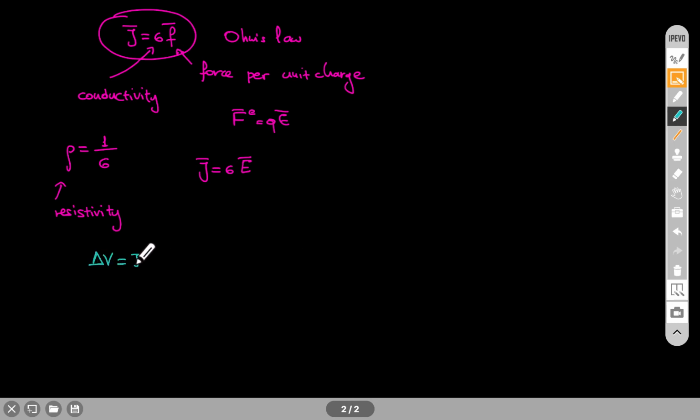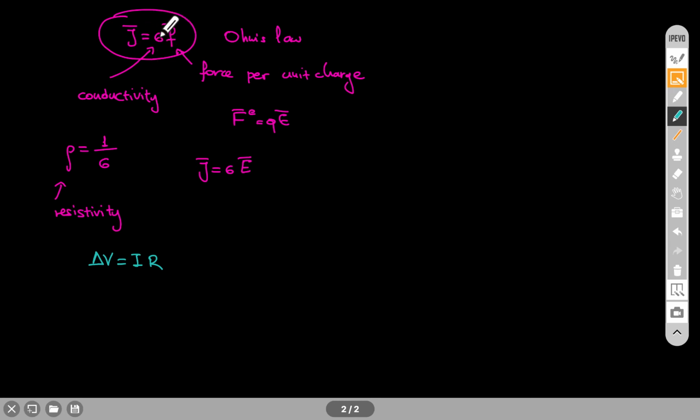this. Now, this is an expression that you can derive by using sigma times the force per unit charge. I will show you a couple of examples.